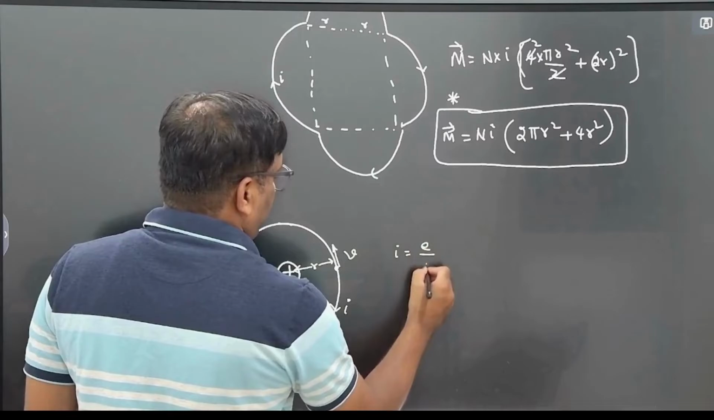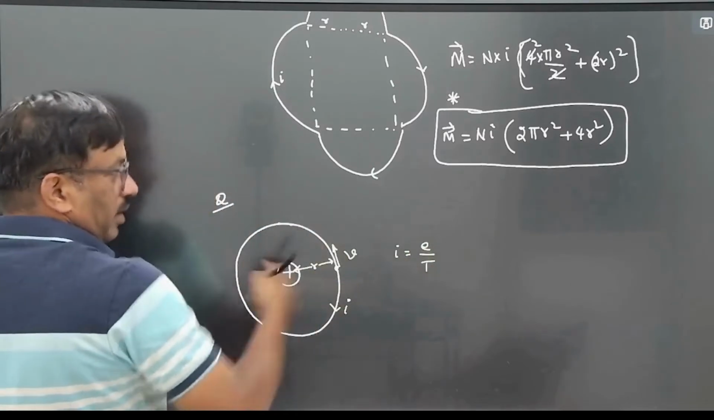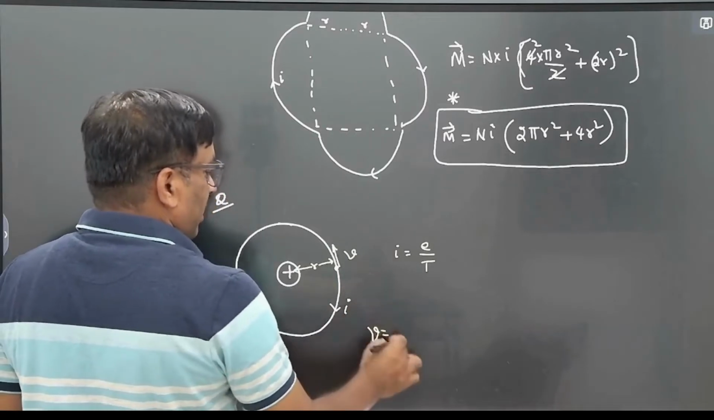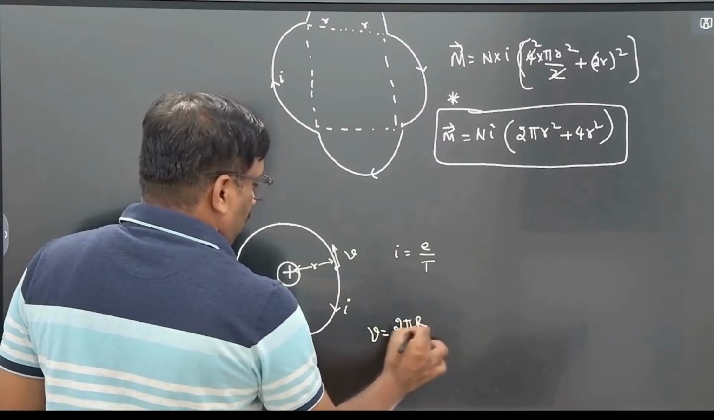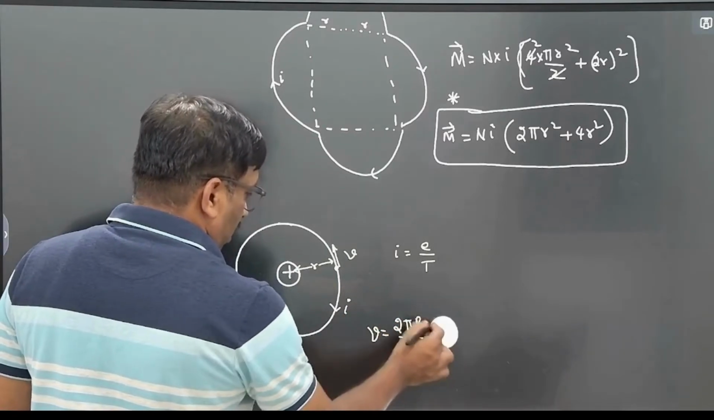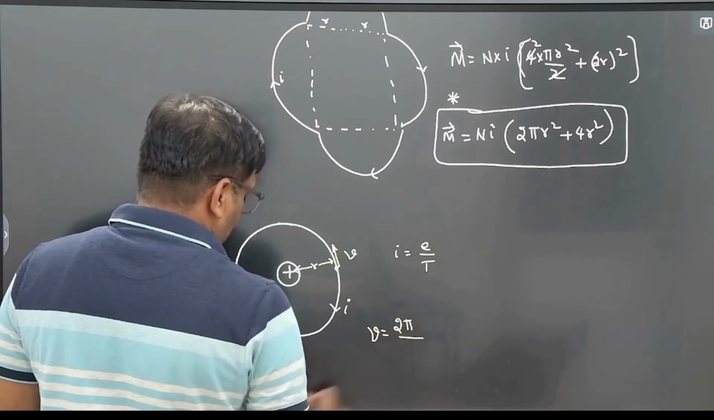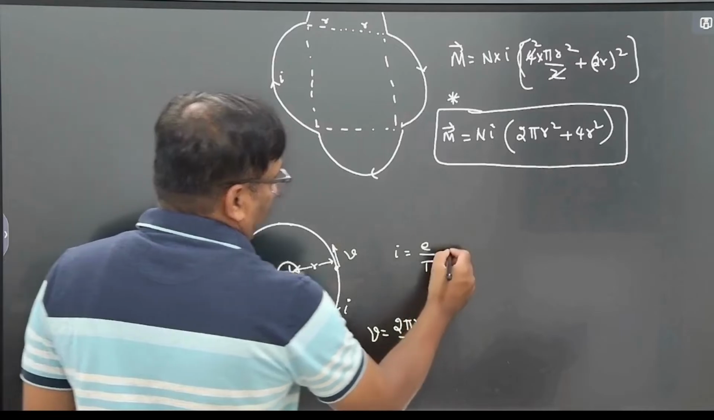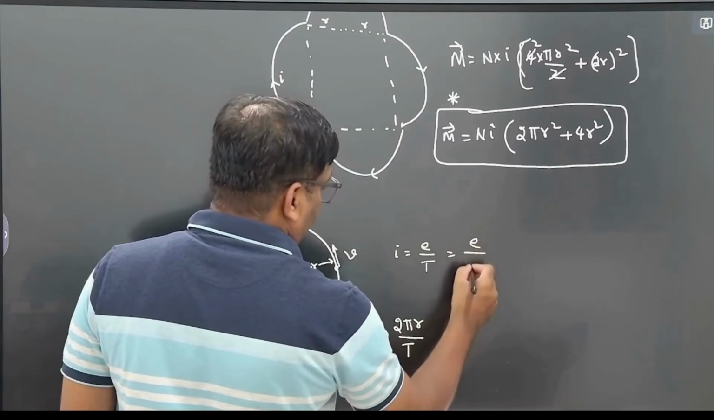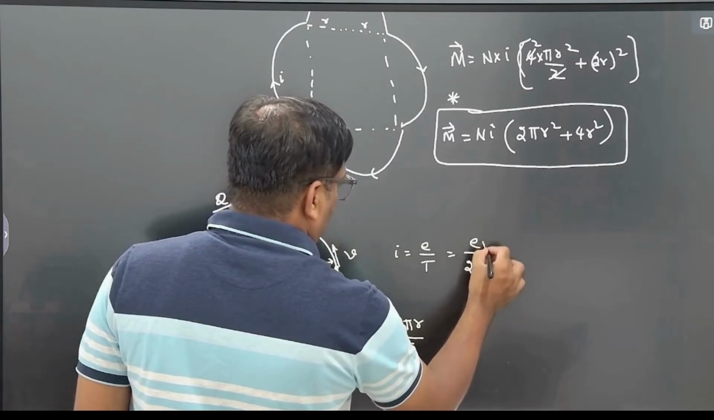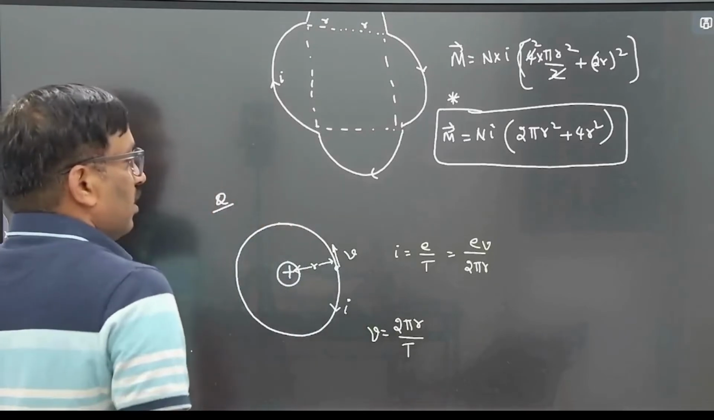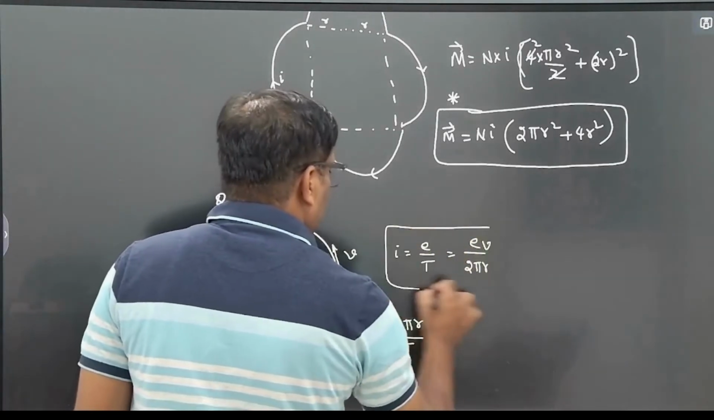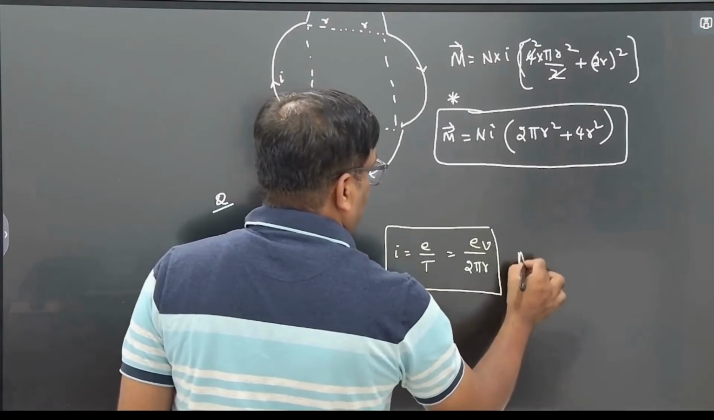E by time period. But we know velocity is nothing but distance by time, that is 2 pi r by, we are taking a small r here, therefore by time period. Time is equal to 2 pi r by v, so current is E v by 2 pi r. So this is your current. Clear? Now in this way we can calculate what will be the magnetic moment here.